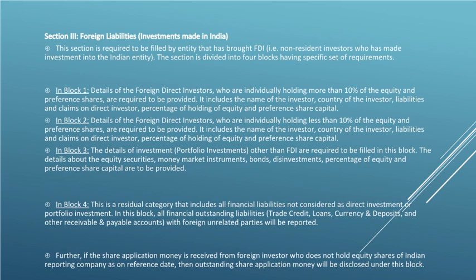In Block 2, details of the foreign direct investors, who are individually holding less than 10% of the equity and preference shares, are required to be provided. It includes the name of the investor, country of the investor, liabilities and claims on direct investor, percentage of holding of equity and preference share capital.